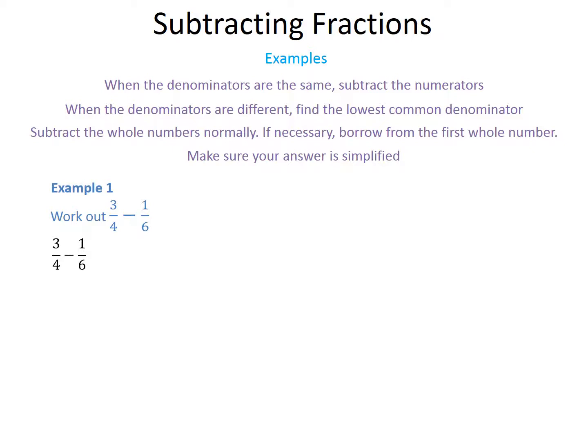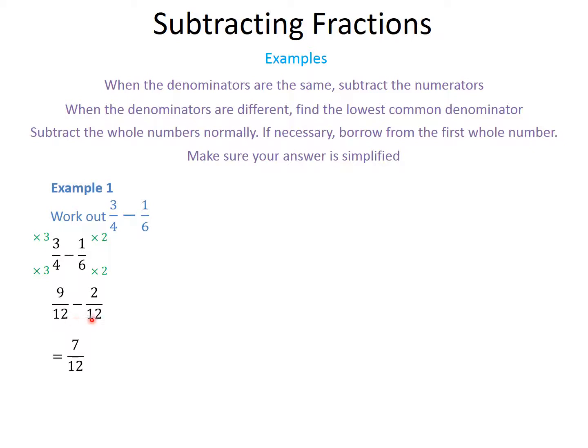So to turn this 4 into 12, we're going to multiply by 3. So times the top and bottom on the left by 3. To turn this 6 into 12, I must multiply by 2, so do the same to the top as well. Now let's write down our new fractions. Once we do all that timesing, I end up with 9 minus 2 as the numerators, which I can do because the denominators are now the same. So I end up with 7 over 12.